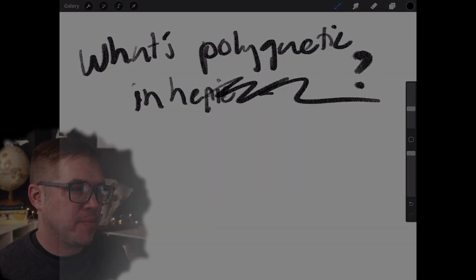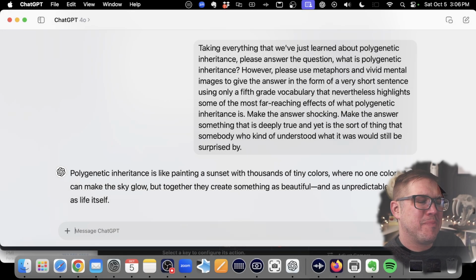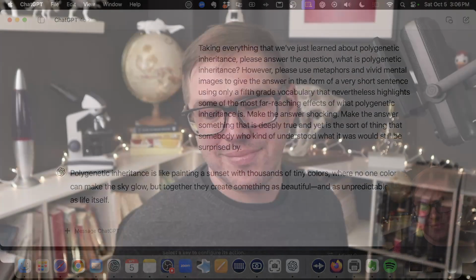Here's what I got for it. It's like painting a sunset with thousands of tiny colors, where no one color can make the sky glow, but together they create something as beautiful and as unpredictable as life itself. It's garbage, right? I think that's garbage.